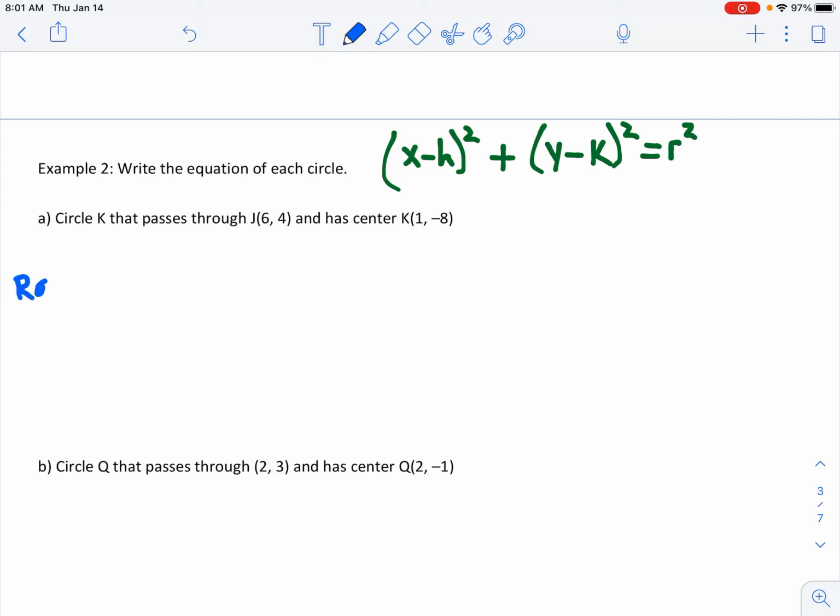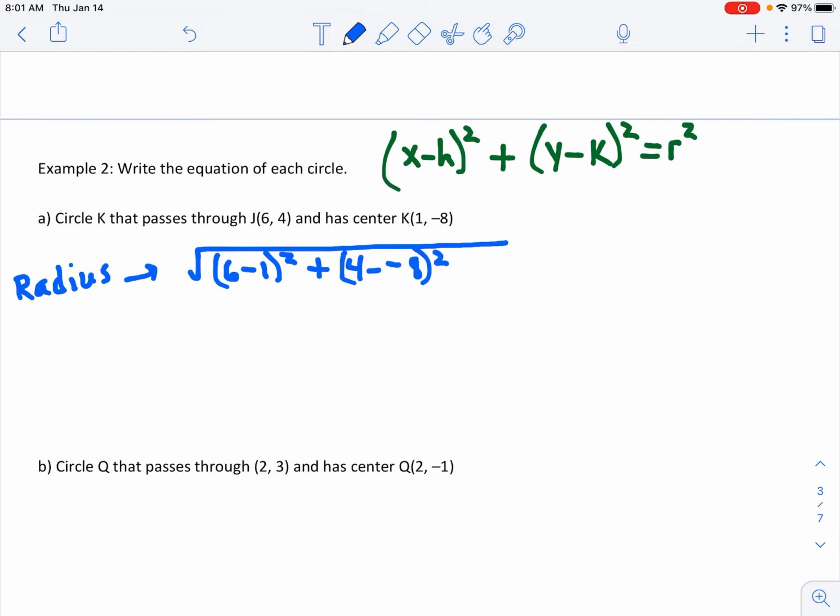So to find my radius, I'm going to do the distance formula right here with these ordered pairs to find out what r is first. After I get r, I can go back and take my center and radius and write the equation. All right, I'm going to do 6 minus 1, my x minus x squared, plus 4 minus, now be careful, it's a negative 8 squared.